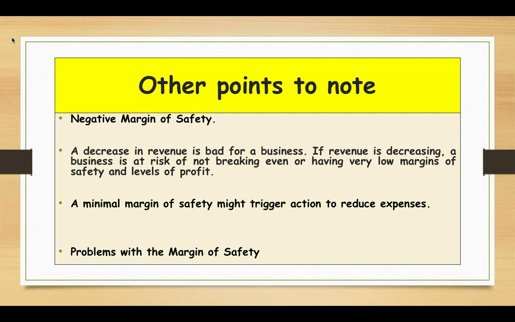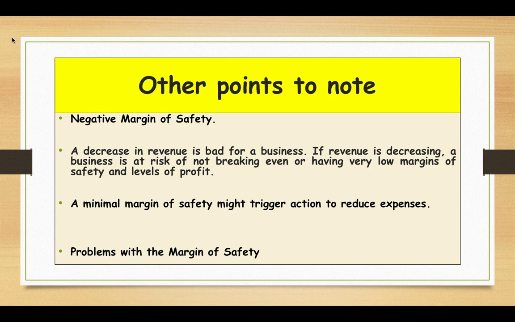Sometimes, if revenue decreases, businesses can reduce their costs as well, for example, by sourcing cheaper materials or employing fewer staff. This way, the companies can cut down the cost. Now we look at the third point. A minimal margin of safety might trigger an action to reduce expenses. As we have seen before, if they reduce the expense, obviously the margin of safety will increase.